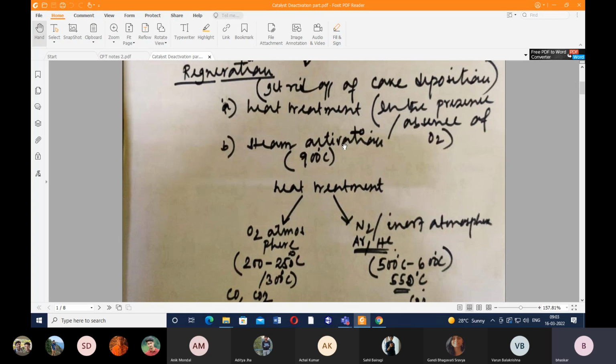Step number 4 is that the reaction will take place. Step number 5 is desorption of the product. Step number 6 is diffusion of the product from the pore mouth to the external surface of the catalyst. And step number 7 would be diffusion of the product from the external surface of the catalyst to the bulk phase. So there are seven different steps involved in such a reaction.